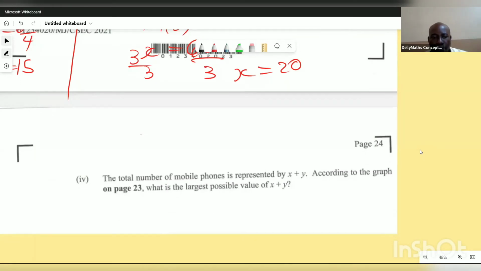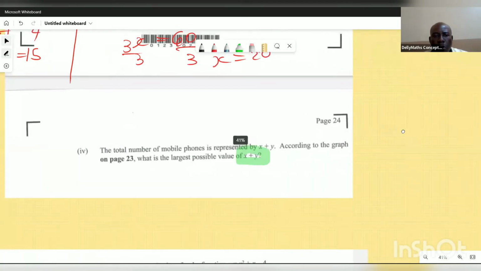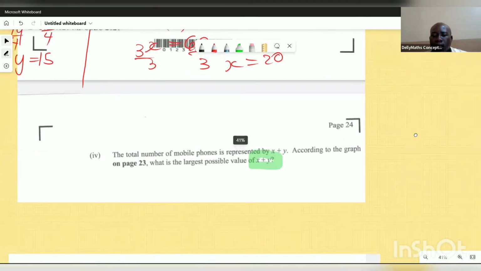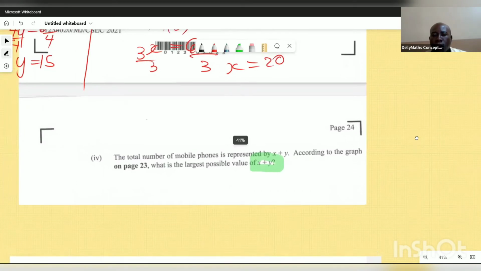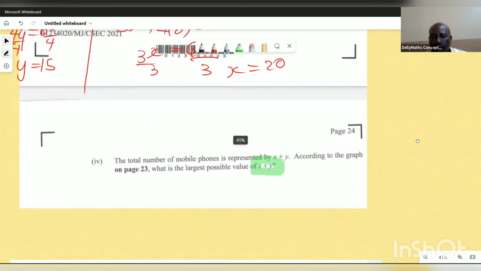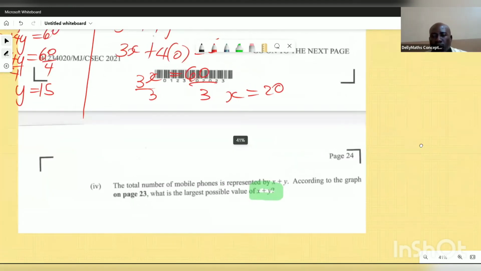According to the graph on page 23, what is the largest possible value of X plus Y? The number of mobile phones is represented by X plus Y. All right. According to the graph on page 22, what is the largest possible value of X plus Y?